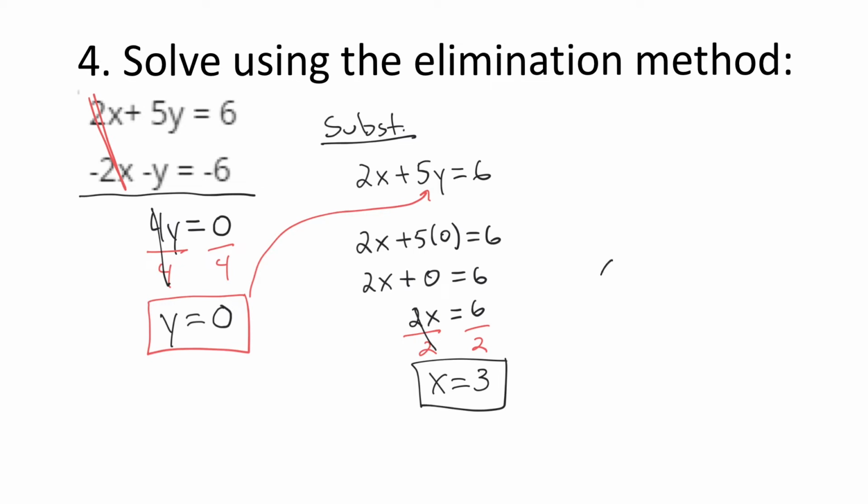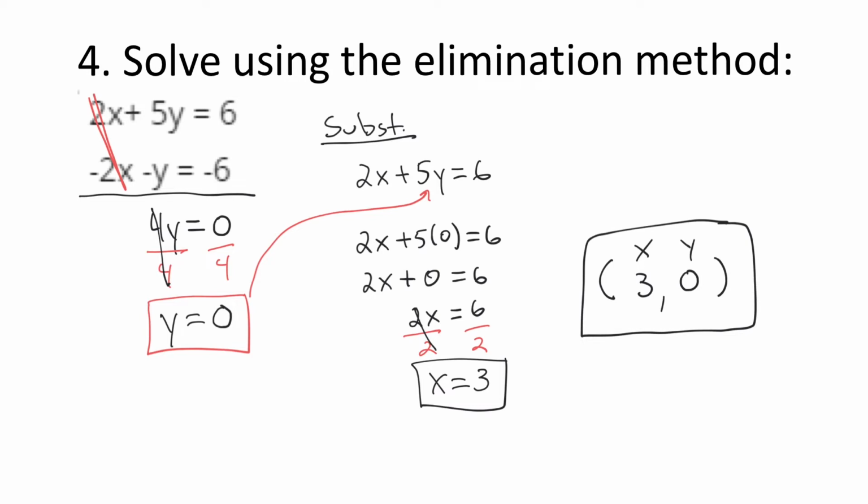So my solution, one more time, it is an ordered pair. The x value is first, that's 3, and the y value is 0. So notice that we do have a solution. We have 1 point.